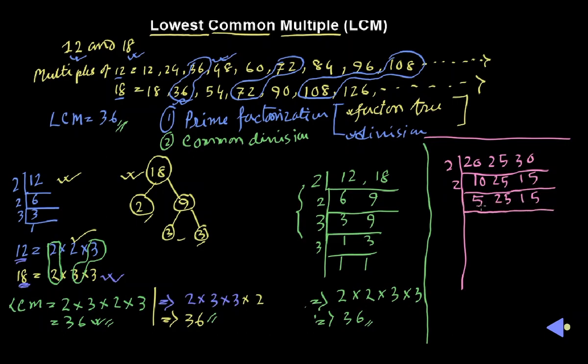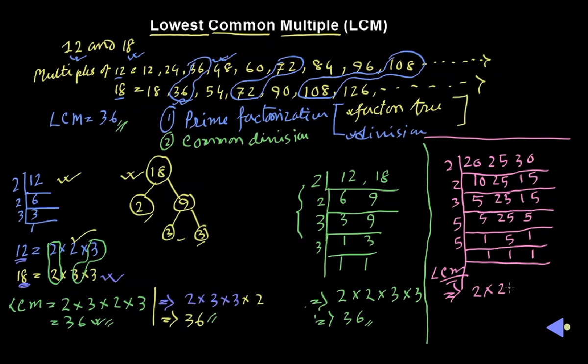Again here we have to divide it by 3. 3 is the next smallest prime number. So again 5. Here it is 5. Now the smallest prime number should be 5. So again we have to divide it by 5. Finally we have 1, 1, 1. So if we collect all the prime factors from here, we get the LCM. That means 2 times 2 times 3 times 5 times 5.